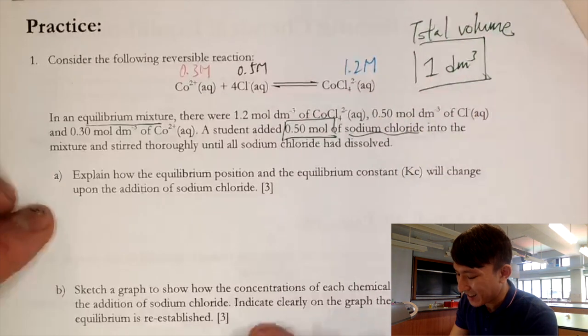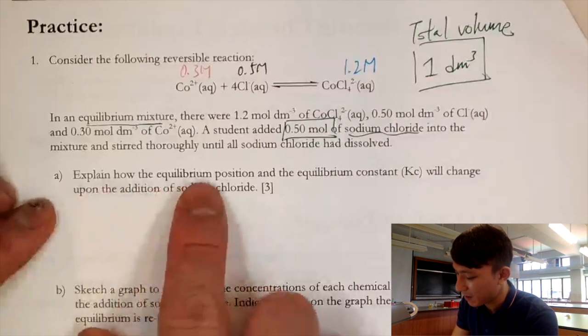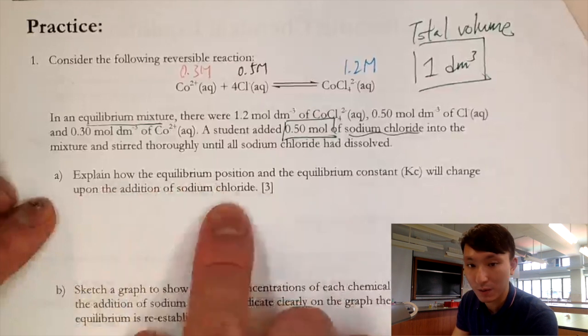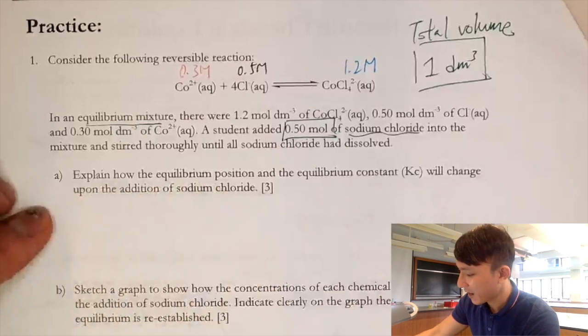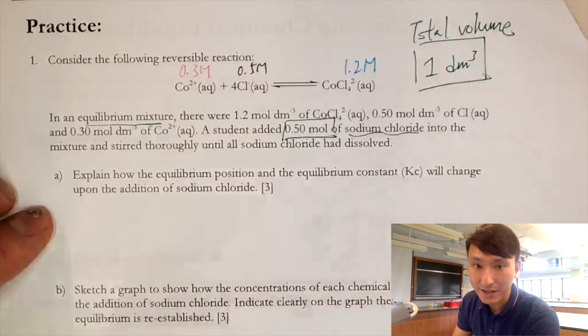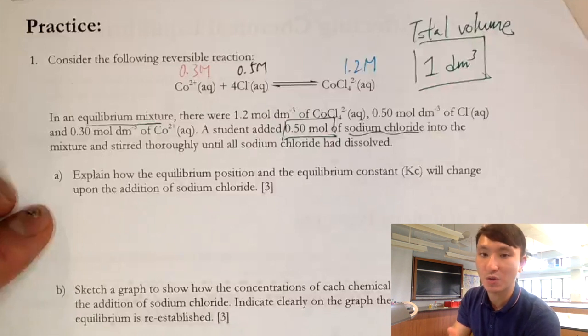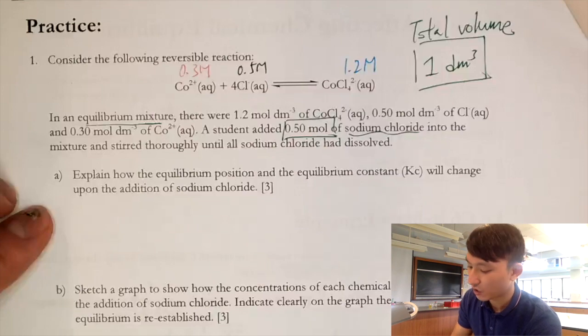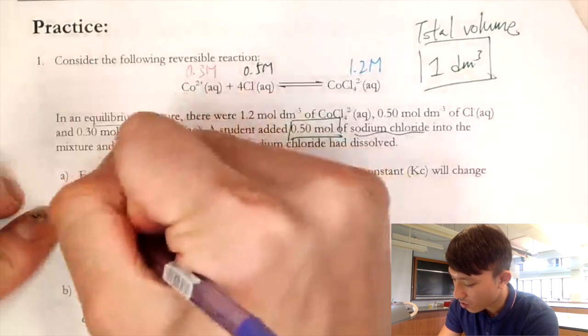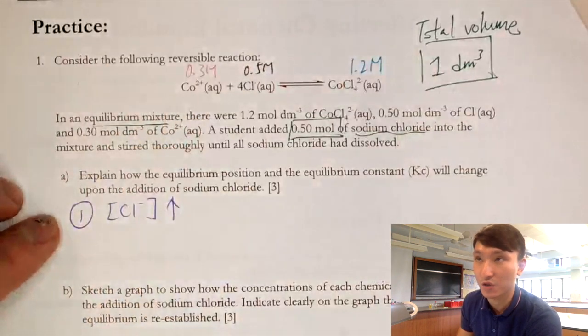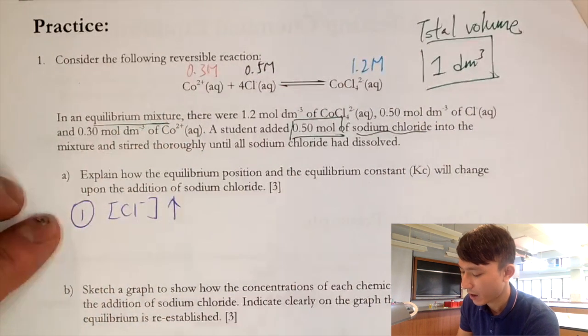Now, the first part: explain how the equilibrium position and the equilibrium constant change when we add the sodium chloride. The first thing you have to mention is what is the change? Because Le Chatelier's principle starts with a change. If you don't know the change, how can you predict the response, right? So the change is the chloride ion concentration increases, as you add the sodium chloride.